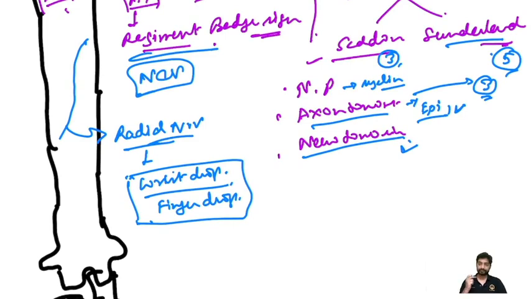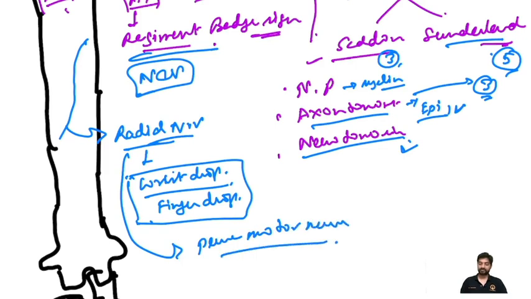Most of the time it's neuropraxia and it recovers. Why is it so easily recovered? Because it is almost a pure motor nerve. So the question may be asked in that manner, which of the nerves has the highest tendency to recover? That is your radial nerve.